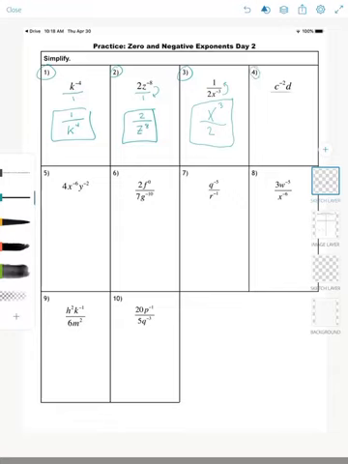Number 4. The c to the negative 2 wants to go to the bottom. The d stays where it is. So the d stays on top. The c becomes c squared.